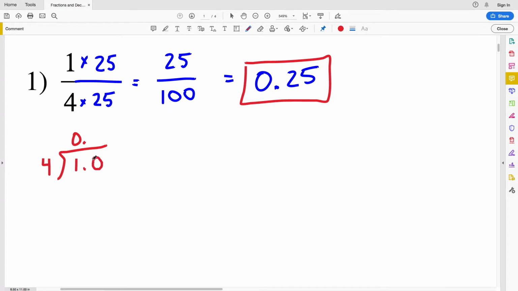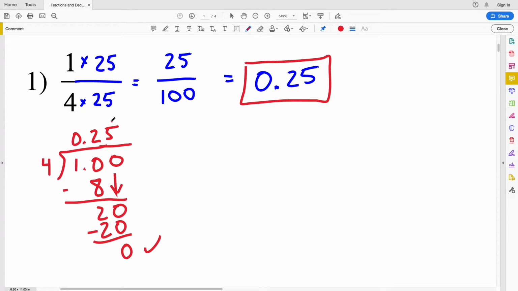And now we'll put a placeholder 0. Now 4 goes into 10. 4 would go into 10 2 times, and 2 times 4 is 8. So let's subtract 8 from 10. That leaves us with 2. Now, we don't want a remainder of 2, we want to try to get down to a remainder of 0. So let's continue on, putting another placeholder, extending this out a bit, bringing that 0 down. 4 goes into 20 5 times. 5 times 4 is 20. 20 minus 20 is indeed 0. So we get 0.25, which is what we got using the other method for number 1.